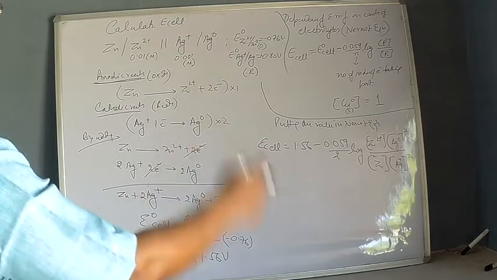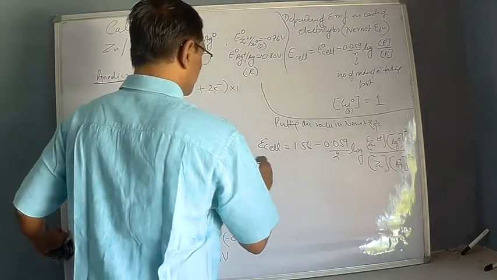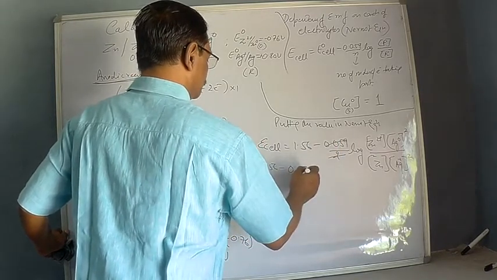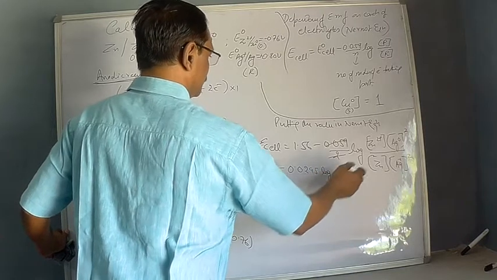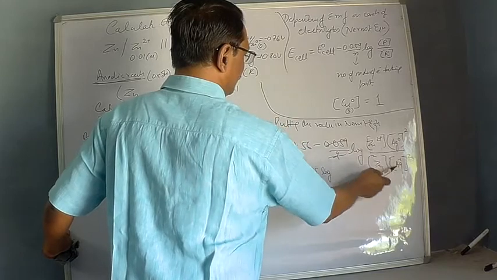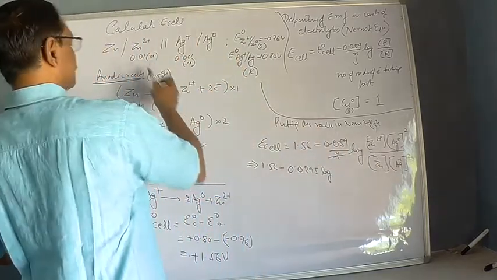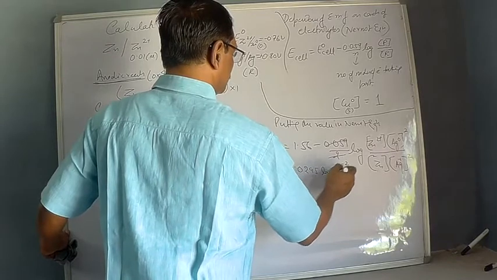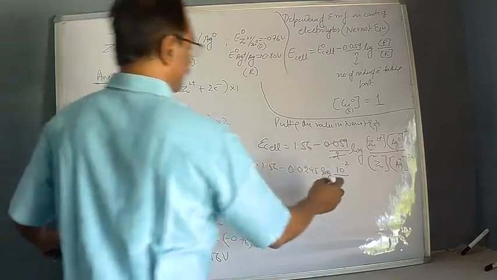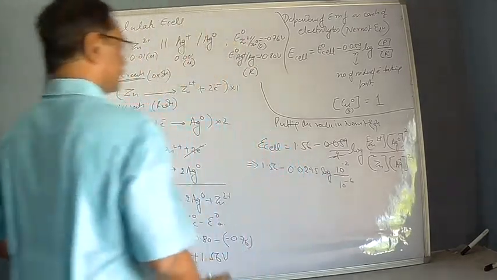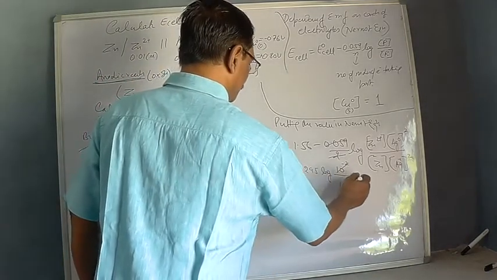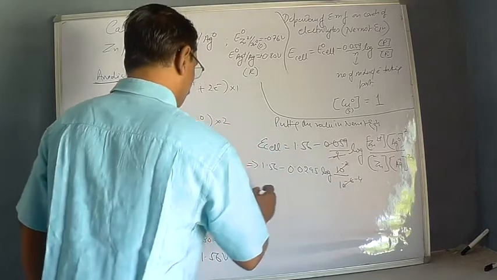Now we'll just put the value and solve the equation. 1.56 minus 0.0295 log. Class, this is solid, value 1, again solid, value 1, so you have to write only these two values. So Zn2+ is 10 to the power minus 2 upon Ag plus whole square, it is 10 to the power minus 3. Whole square will give you 10 to the power minus 6. So 10 to the power minus 2 divided by 10 to the power minus 6 gives you 10 to the power 4, so log 10 to the power 4.